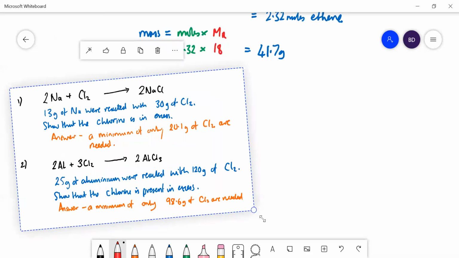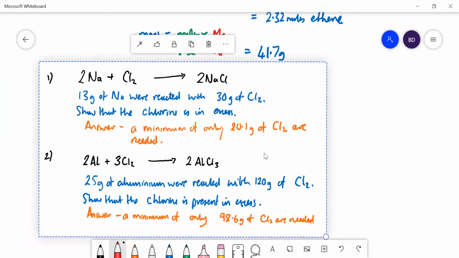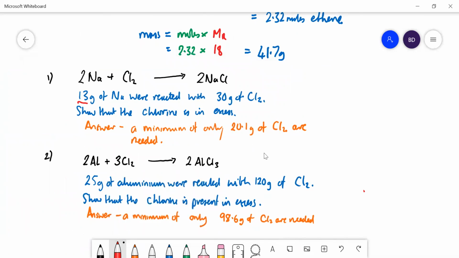The first one is reacting sodium with chlorine: 13 grams of sodium and 30 grams of chlorine. You've got to show that the chlorine is in excess. By the way, the answer is you only need 20.1 grams, so work that out and that will prove you've got the right answer. The next one is aluminium reacting with chlorine, and here we've got 25 grams of aluminium reacting with 120 grams of chlorine. You've got to show again that the chlorine's in excess. This time, if you work it out, you should find that the minimum amount of chlorine that you need is about 98.6 grams. Okay, that's the end of that video.